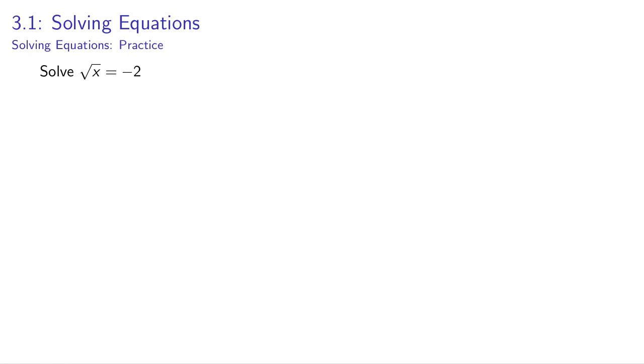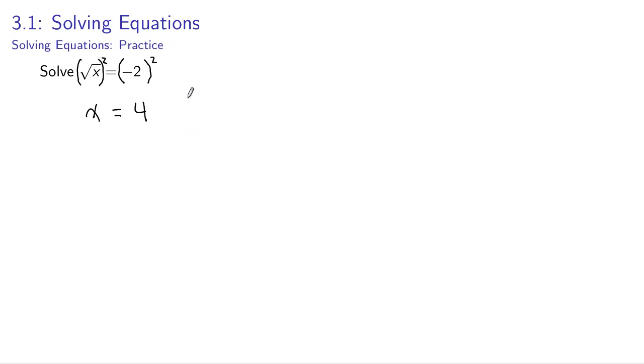Let's do some examples. Solve the square root of x is negative 2. Well, if we think about it, one operation we could do to both sides to help us solve would be to square both sides. Because if we square both sides, the square root will go away. We'd be left with the equation x equals 4. But we're not going to box this yet, because we remember from the previous slide, raising to an even power is not an equivalent operation.